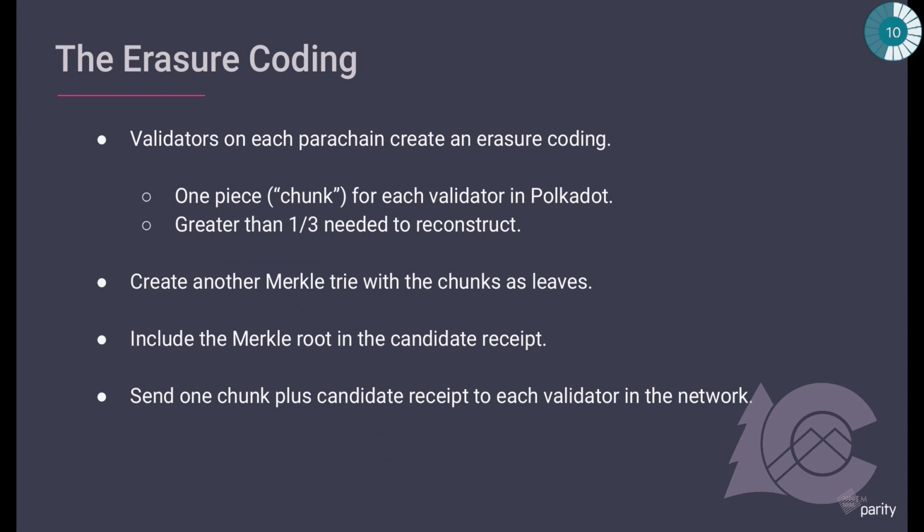And so now we're going to start actually gossiping this stuff around the network. We're going to send one chunk and the candidate receipts out to all the validators. So you have this tuple of items that's going to all the validators. The candidate receipt is the same to everyone, and then each validator is getting a unique chunk of this erasure coding with it. And so this stuff starts to get thrown out all over the network.